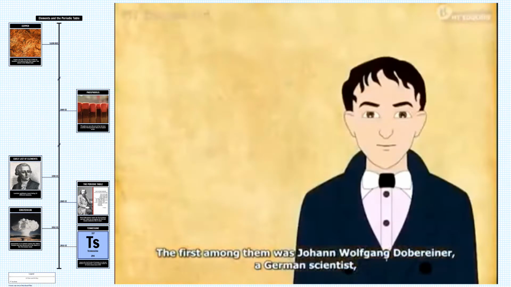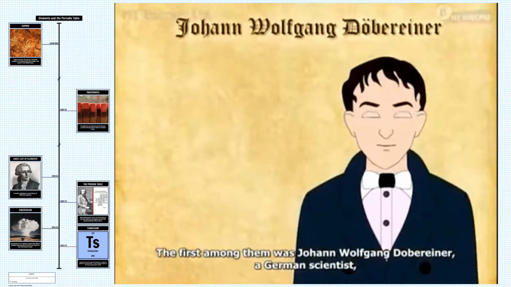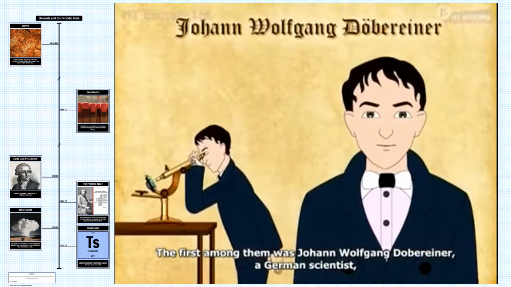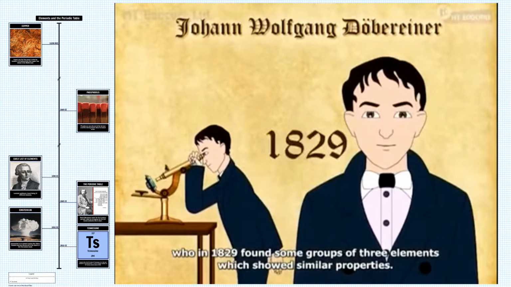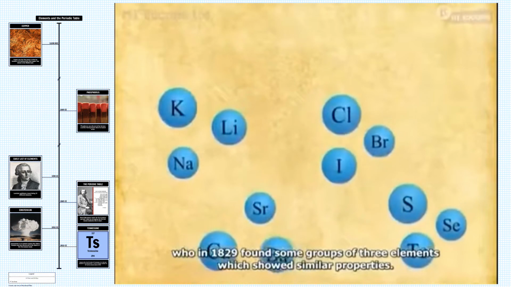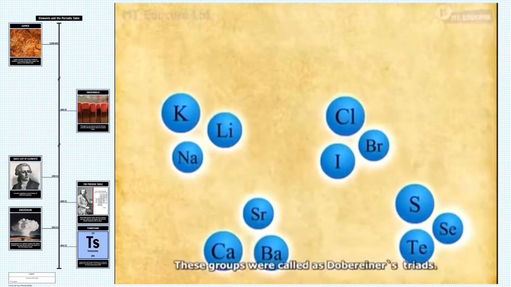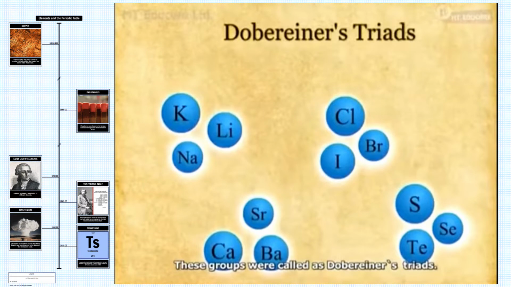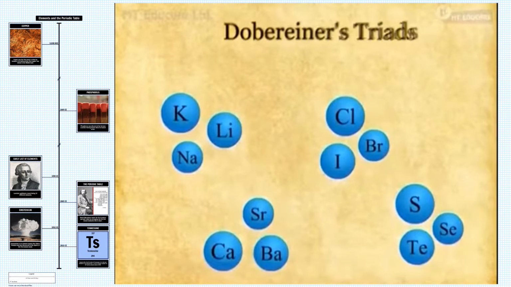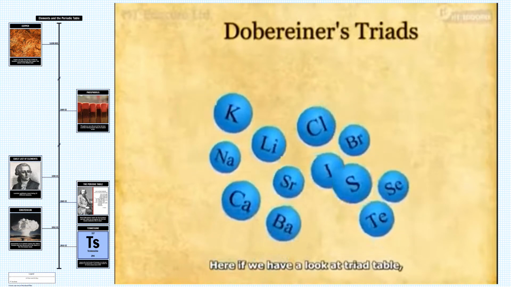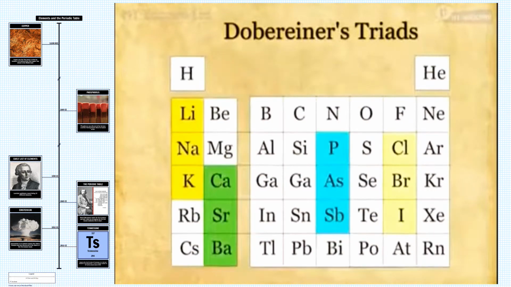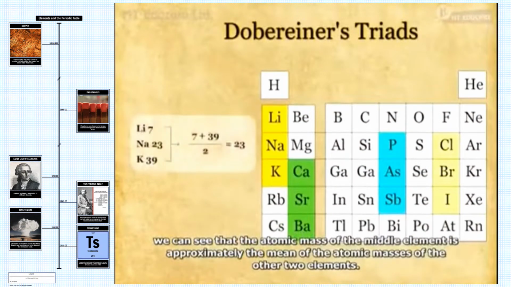The first among them was Johann Wolfgang Dobereiner, a German scientist who in 1829 found some groups of 3 elements which showed similar properties. These groups were called Dobereiner triads. Here, if we have a look at the triad table, we can see that the atomic mass of the middle element is approximately the mean of the atomic masses of the other 2 elements.